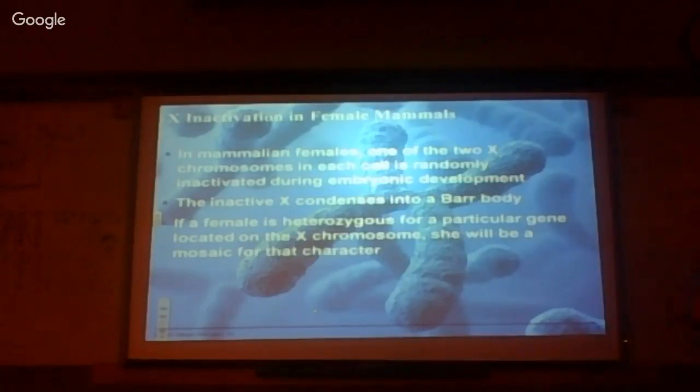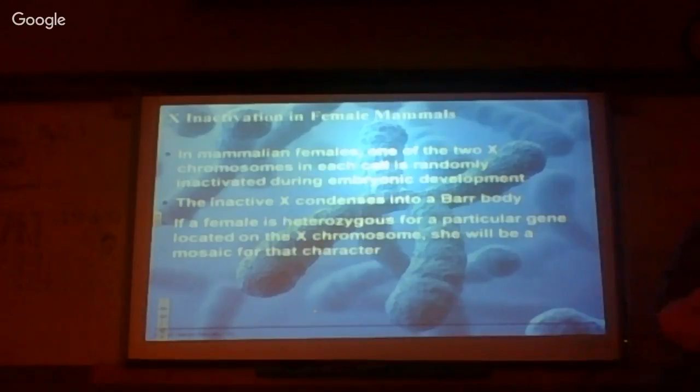Now, that doesn't mean that the other X is going to be inactivated, okay? But the second X, if it is like the recessive allele, could have an influence on the condition, or the traits that that individual is going to express, which is kind of cool.